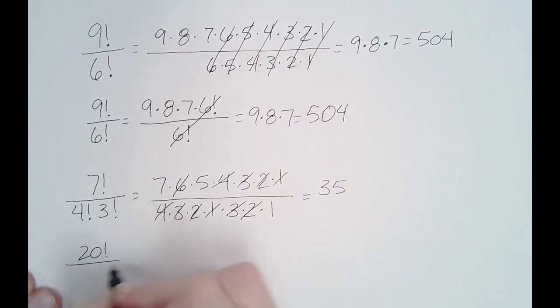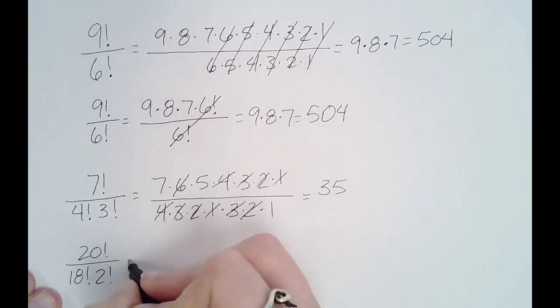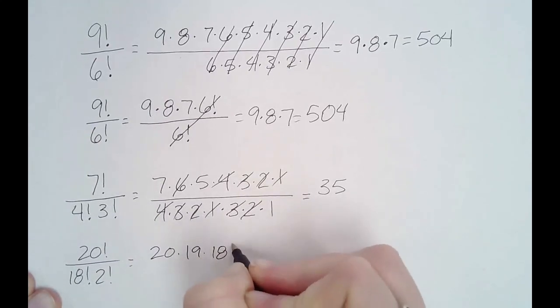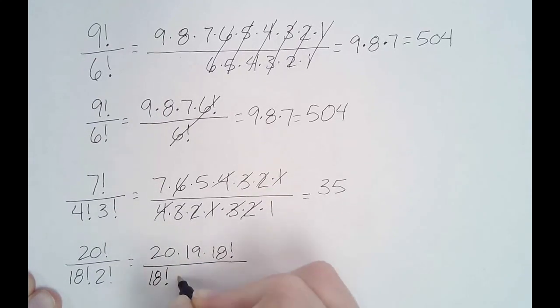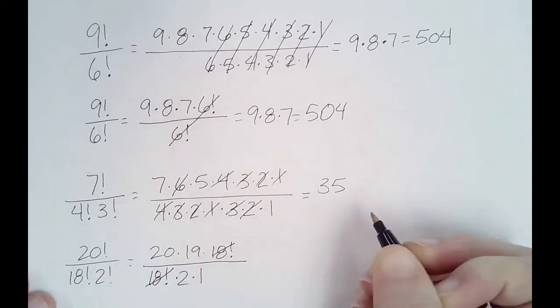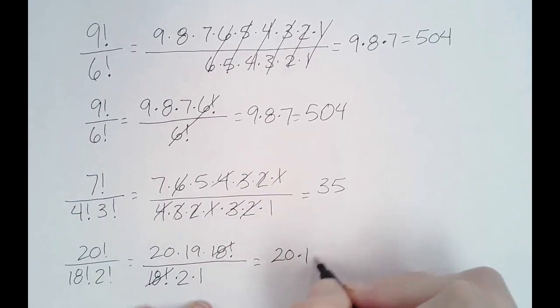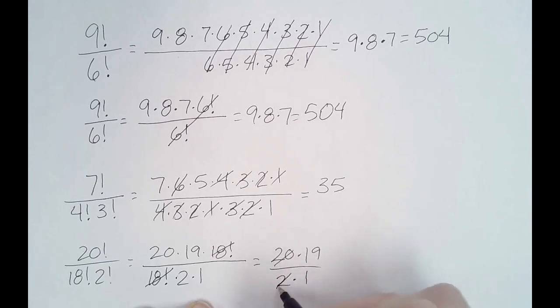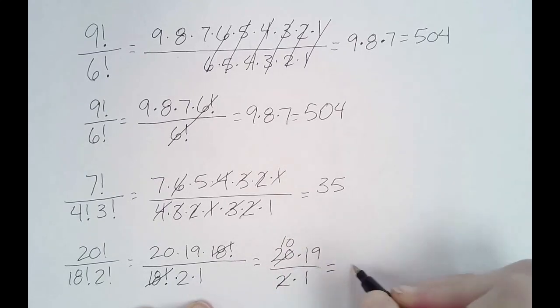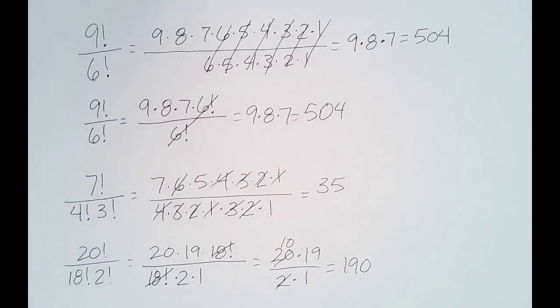Let's just try one more. 20 factorial divided by 18 factorial times 2 factorial. So 20 times 19 times 18 factorial, I don't want to write that clear out, and then divided by 18 factorial, which those reduce to 1. And so we just have 20 times 19 over 2 times 1. 20 divided by 2 is 10, so we're left with 10 times 19, which is 190, and then divided by 1 is just still 190.